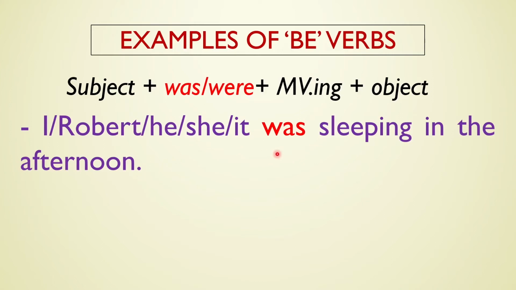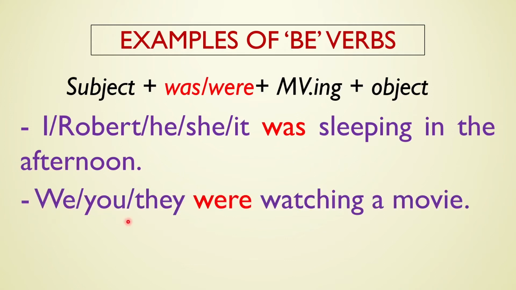So with all the subjects, we are using was, then we are using main verb plus ing form. So was is the auxiliary verb because it is helping the main verb to express a complete meaning. We, you, or they were watching a movie. So the sentence will become, we were watching a movie, you were watching a movie, or they were watching a movie. So here, watching, watch is the main verb, and we are using ing with the main verb. And were is the auxiliary verb because it is helping the main verb to express proper meaning.